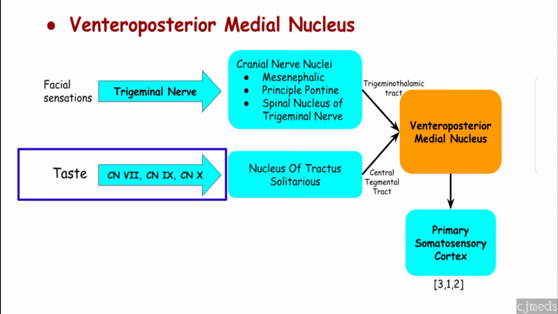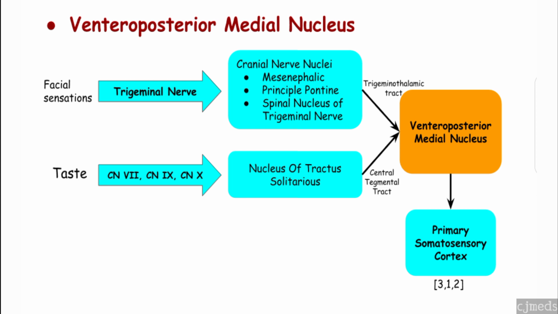The taste sensations are carried by cranial nerve 7, that is the anterior 2/3 of the tongue, cranial nerve 9, that is the glossopharyngeal nerve, the posterior 2/3 of the tongue, and a little bit from the vagus nerve, that is cranial nerve 10. All of this information from these cranial nerves terminates on the nucleus of tractus solitarius. Then from this nucleus of tractus solitarius, it sends fibers called the central tegmental tract, which goes from the nucleus of tractus solitarius and synapses on the ventero-posterior medial nucleus. And from here, this information goes to the primary somatosensory cortex, which is Brodmann area 3, 1 and 2.